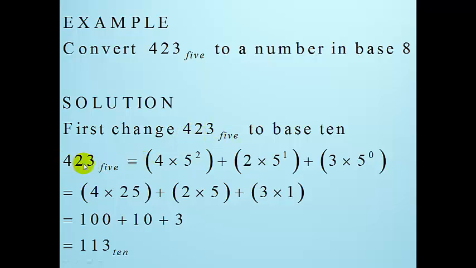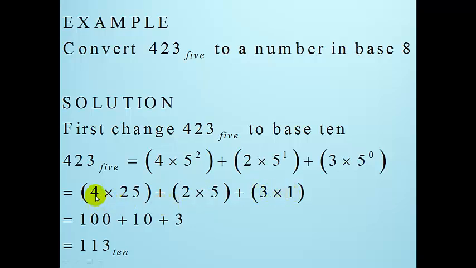We multiply each digit by the base, one after the other. So we have 4 times 5 plus 2 times 5 plus 3 times 5. Then we raise the base to an exponent from right to left, starting from 0. So we have 0, 1, 2. Now 5 squared equals 25. So we have 4 times 25, plus 5 exponent 1 equals 5, so we have 2 times 5, plus 5 exponent 0 equals 1, so we have 3 times 1.